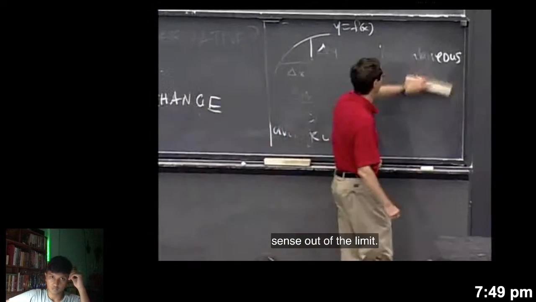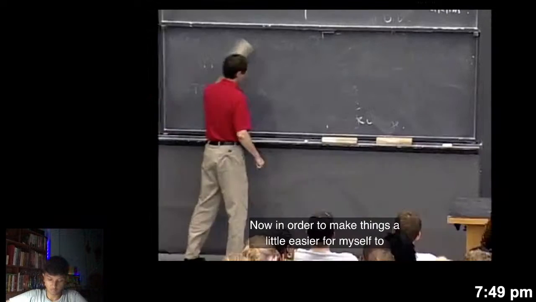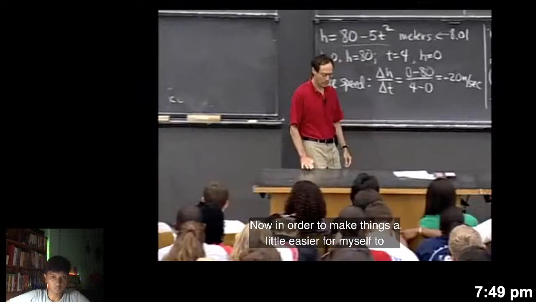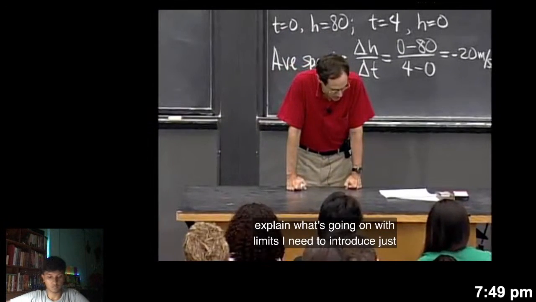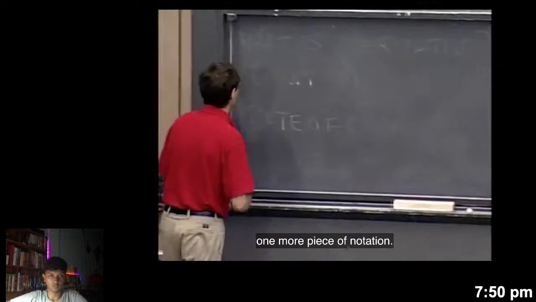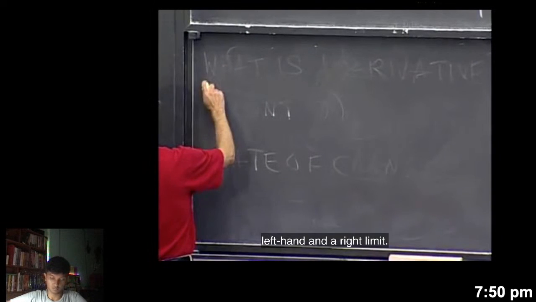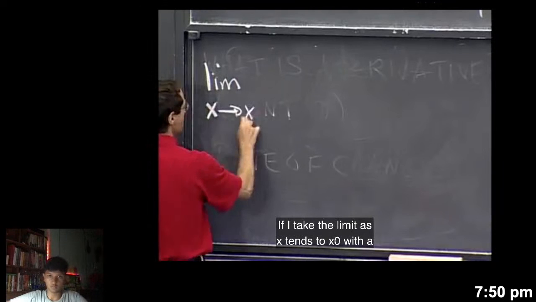Now, in order to make things a little easier for myself to explain what's going on with limits, I need to introduce just one more piece of notation. What I'm going to introduce here is what's known as a left-hand and a right-hand limit. If I take the limit as x tends to x0 with a plus sign here of some function, this is what's known as the right-hand limit.